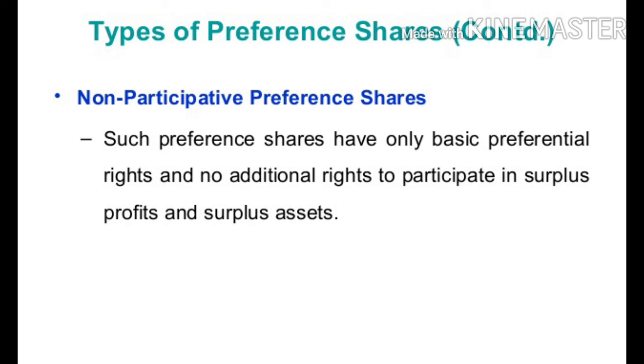Next, non-participative preference shares. If the company doesn't give any additional participative preferential rights to the preference shareholders, they are considered non-participative preference shares. Such preference shares have only basic preferential rights and no additional rights to participate in surplus profit and surplus assets. So these are the types of preference shares.